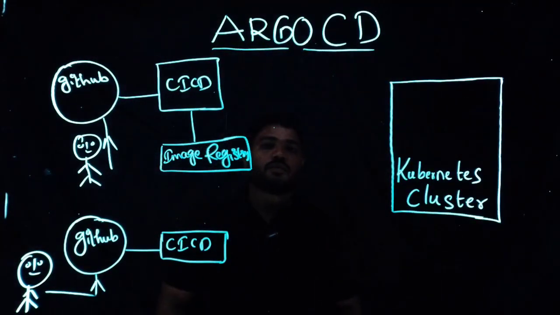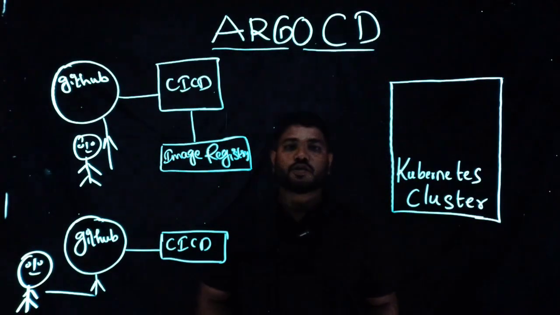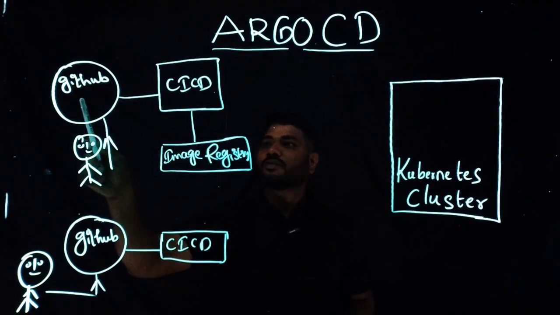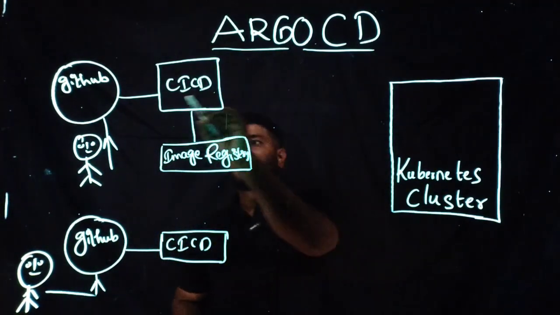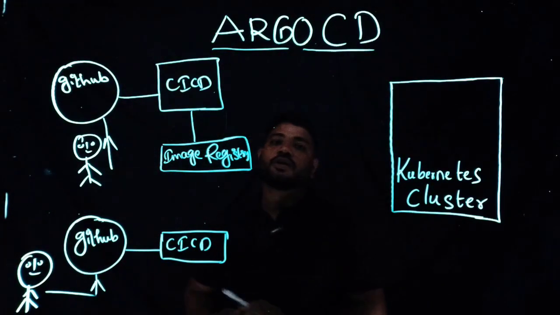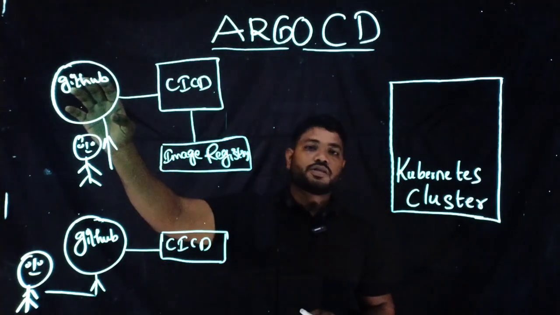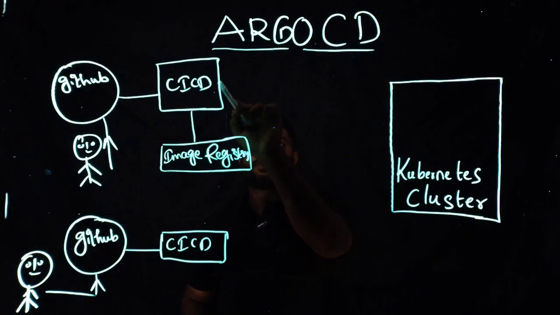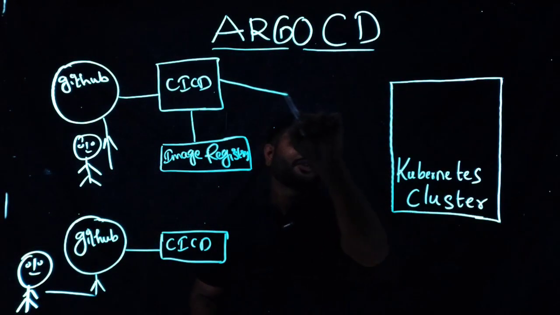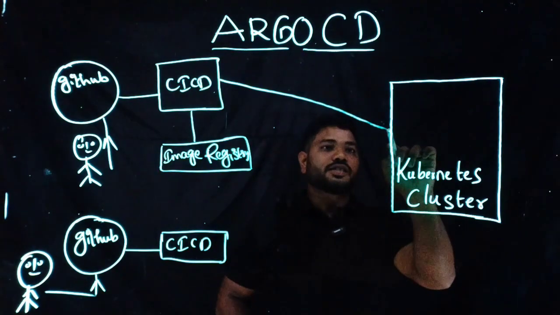From here, Jenkins itself is going to take all the manifest files from GitHub and apply them on Kubernetes. Whatever manifest files you have kept in your GitHub repository, it is going to take all of them and apply them to the Kubernetes cluster. Here we have a Kubernetes cluster, and it has been applied.